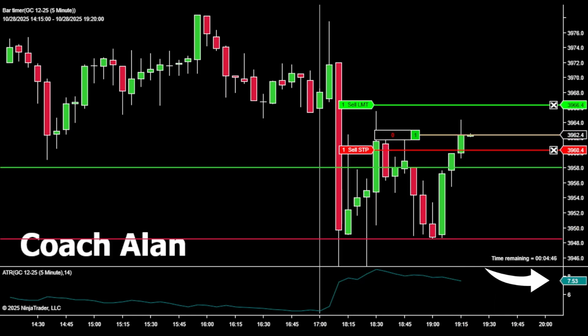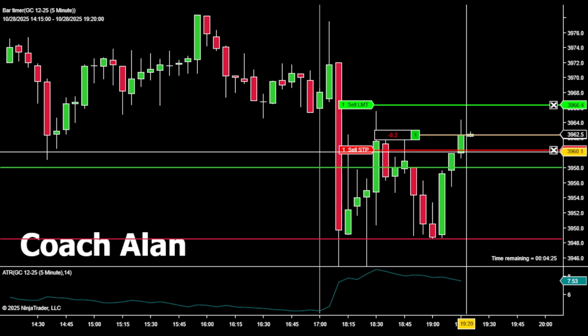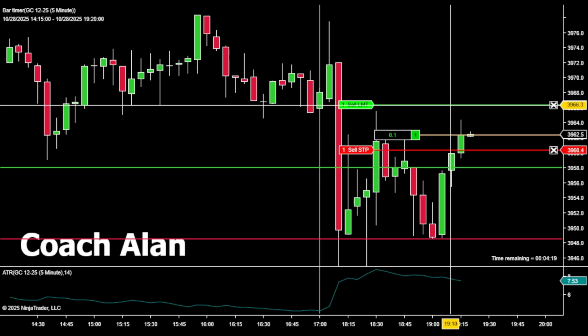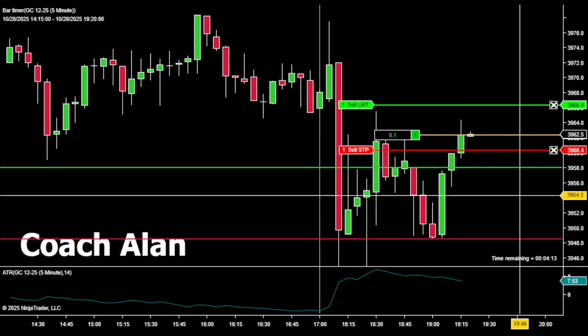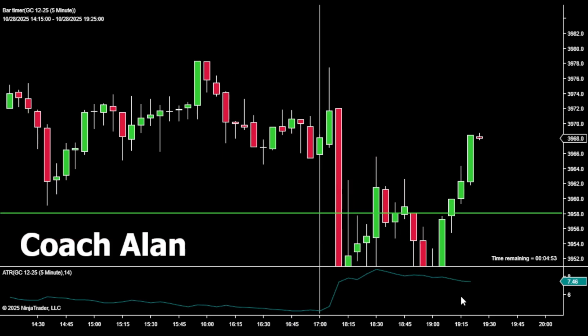ATR is 75. So I could actually go for at least 50 ticks, but I'm going to keep it at 40. So I'm risking 20 to get 40. There you go, 40 ticks.